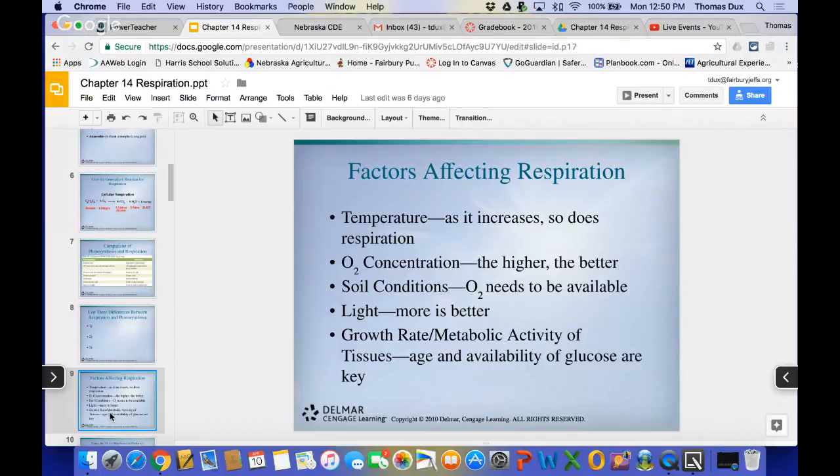Also, the more oxygen that's available for some plants during this process, the better it is as well. Soil conditions, and I see that our garden has been tilled up. So we'll be looking at the weather, but we'll probably get some of that stuff planted here pretty soon. Speaking of soil, light, more is better. Growth rate and metabolic activity of tissues. So age and availability of glucose are key.